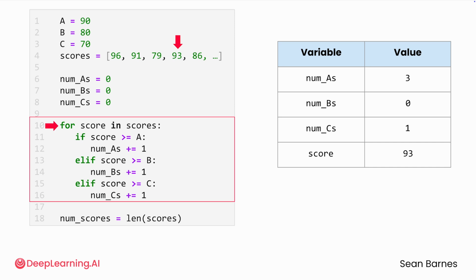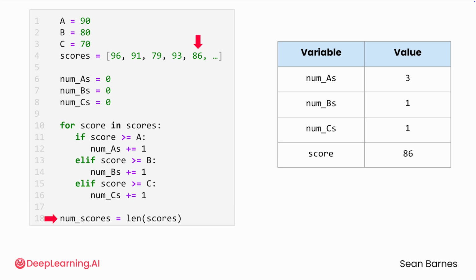Finally, score gets the value 86. The first condition is false, since 86 is not greater than or equal to 90. The next line is skipped. Then the computer checks else if the score is greater than or equal to 80, which is true. So the line underneath the first elif is executed, adding 1 to num B's, which is now 1. The loop continues this process until it reaches the end of the list. Then the computer can move on to the next line of code, which involves calculating the length of the list.